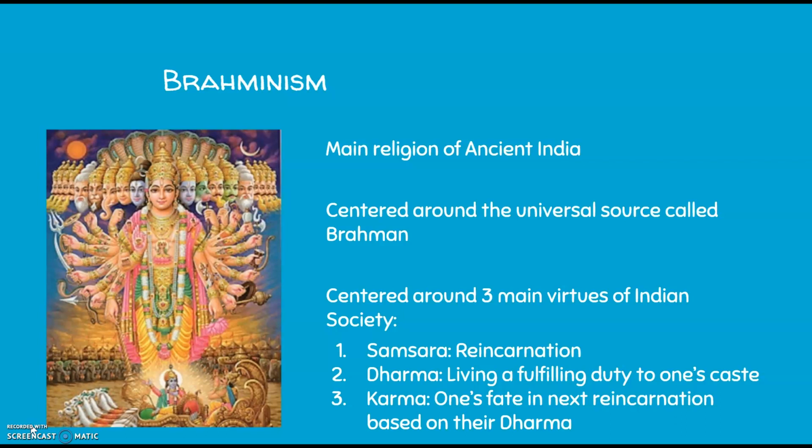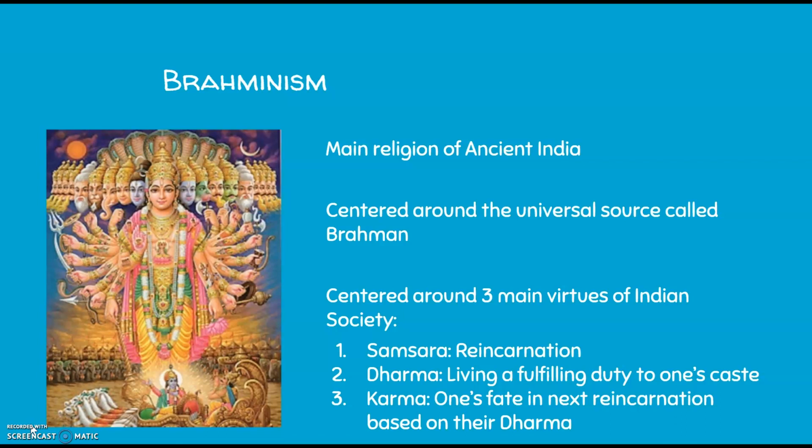It's centered around this universal source called Brahman, like it was the force during this time. Brahmanism really centered around three main virtues that shaped and formed Indian society. The three core values of Brahmanism were samsara, dharma, and karma. Samsara is the idea that they believe in reincarnation. Dharma means that somebody lived the best life they could with the situation they were given in their life. And karma is one's fate.